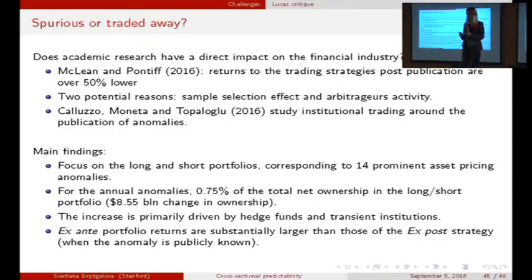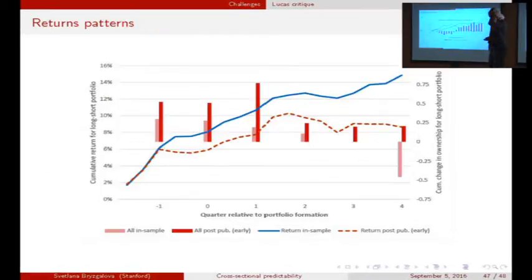And they find that this is indeed the case. Once the anomaly or the factor is getting published, institutional investors, like hedge funds and things like that, start buying those stocks that you were supposed to be buying following the anomaly, and they start selling those stocks that you were supposed to be selling following the anomaly. If you think that the turnover of 0.75% is small, it's not, because we're really talking about something like $8.5 billion of change in ownership. So economically, this effect is massive. And this leads to the accumulated trading, long-short positions, and the changes in returns. Returns go down. The key question is, why don't they disappear?